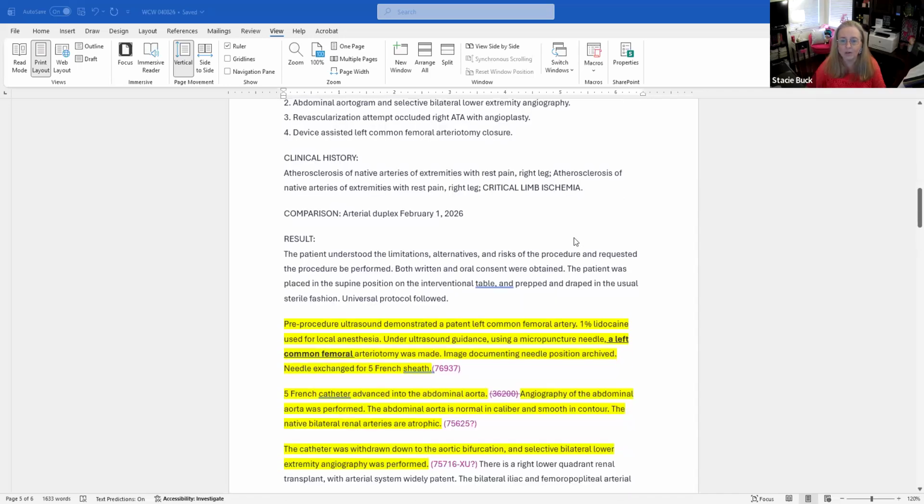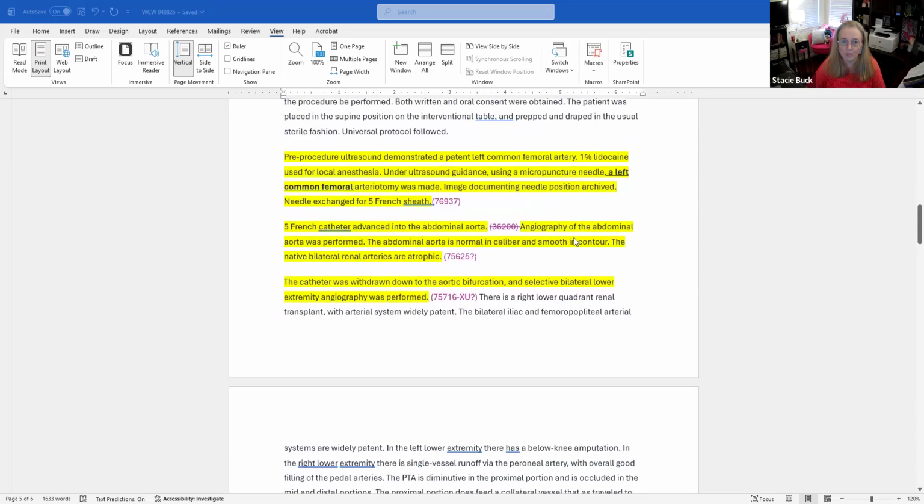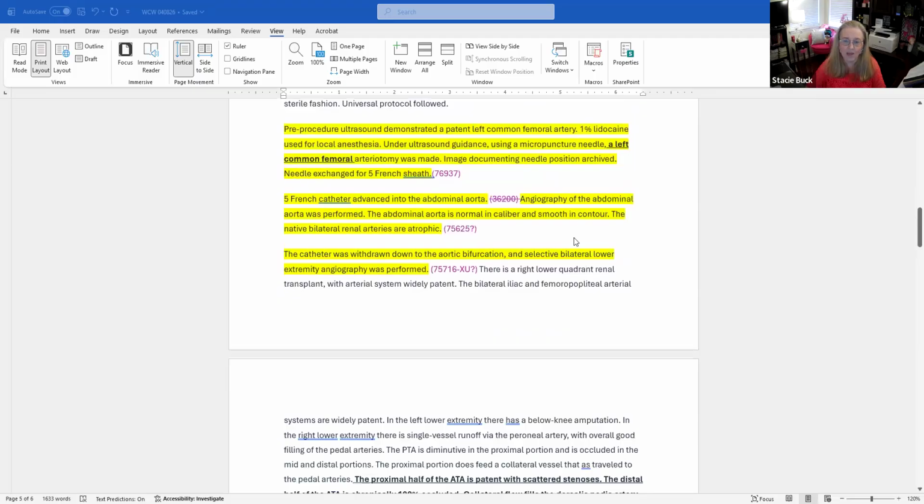So when we look into the report, I'm going to jump down to the meat of the report here where the physician actually gains access. The report notes pre-procedure ultrasound demonstrated a patent left common femoral artery. And then we see the lidocaine used for local anesthesia under ultrasound guidance. A left common femoral arteriotomy was made, image documenting needle position archived. So here we have our 76937 for that ultrasound guided vascular access. We do have our required documentation components.